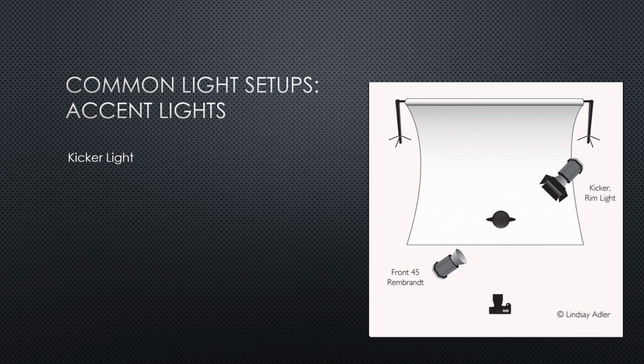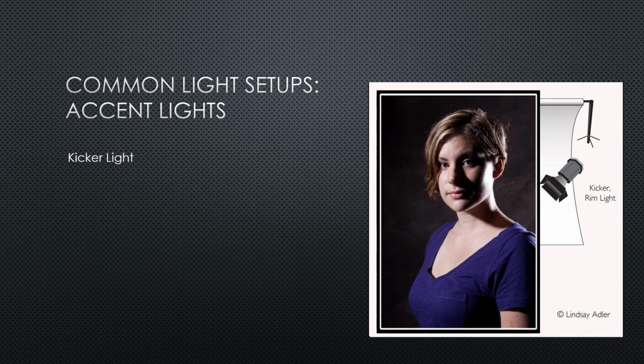A kicker light is typically placed behind a subject and adds that extra kick of light to give a rim of lighting around the shadowed side of the subject. This can be a spotlight against the back of the head or an entire strip of light that illuminates the entire side of the subject's body.